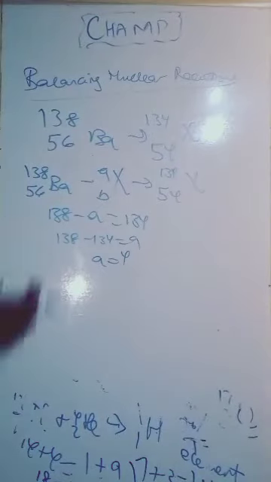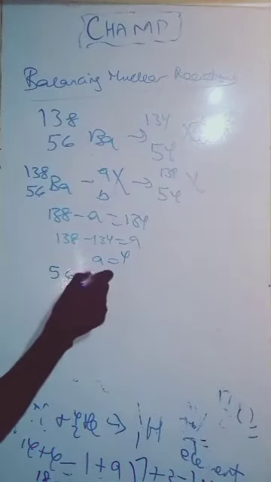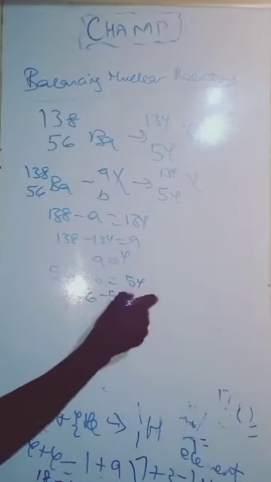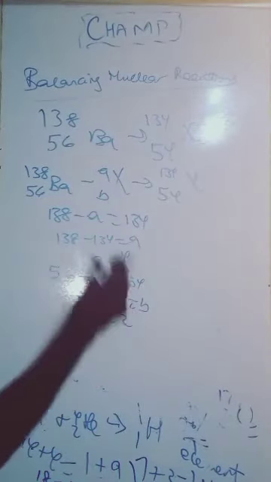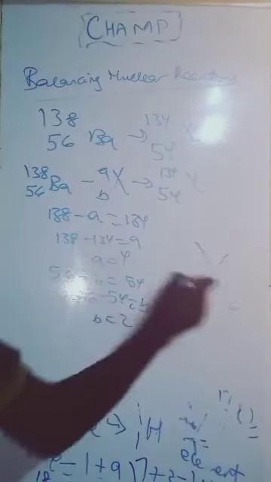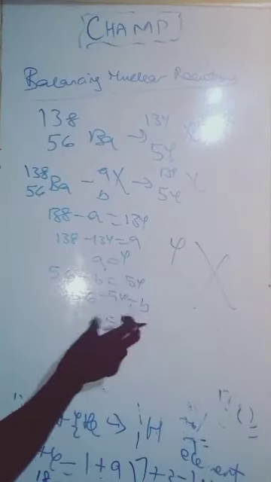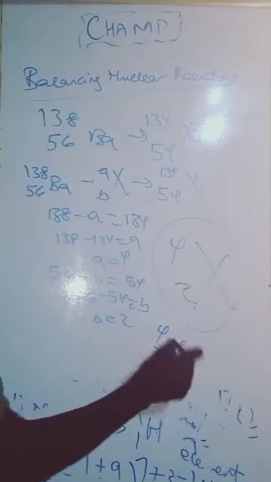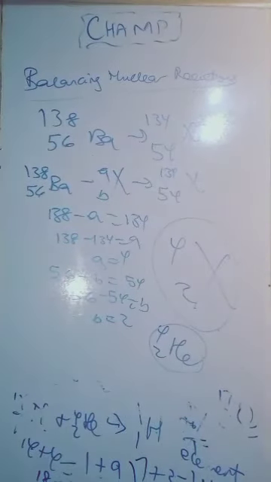4. Then 56 minus B is equal to 54. 56 minus 54 is equal to B. B is equal to what? 2. So slot it here. You have X, A, that's 4, B, that's 2. What is it? Helium. So helium is emitted, or alpha particle. Yes. Let's take 2 more questions now.